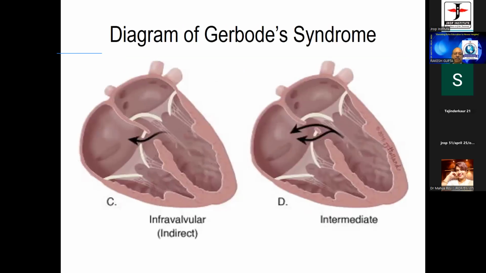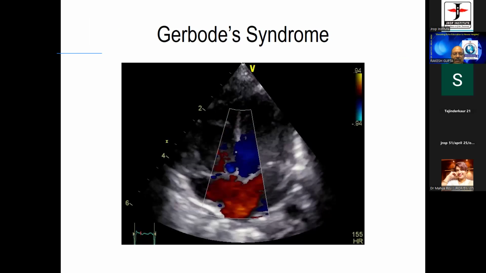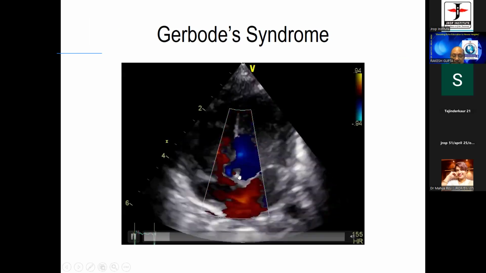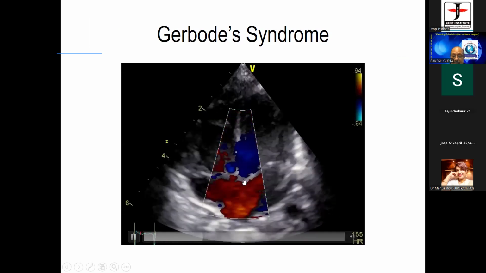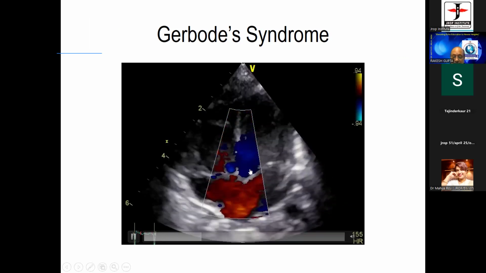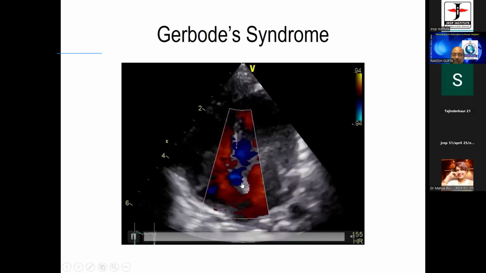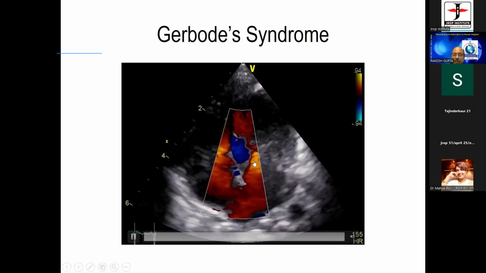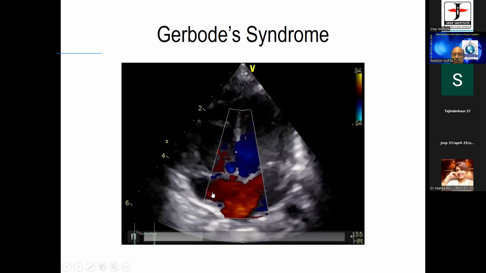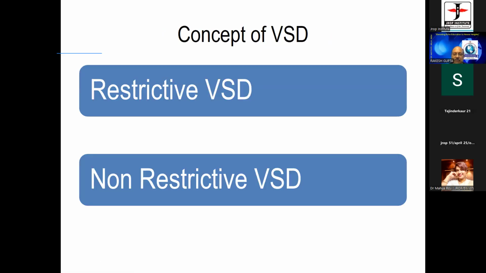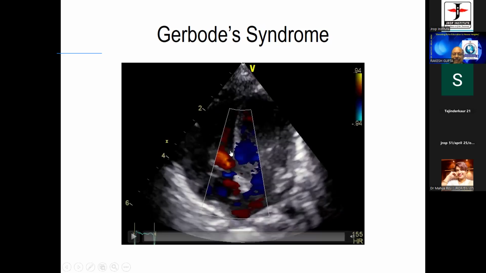There's one very special variety of VSD. What that VSD is, there's, in between this AV groove, the septum, the mitral valve over here, the tricuspid valve over here. There's a flow of blood between this septum and the tricuspid valve, the AV groove. Through this AV groove, the VSD is present, which directs blood from LV to RA. And this is known as Gerbode syndrome. A very rare variety of this particular VSD.